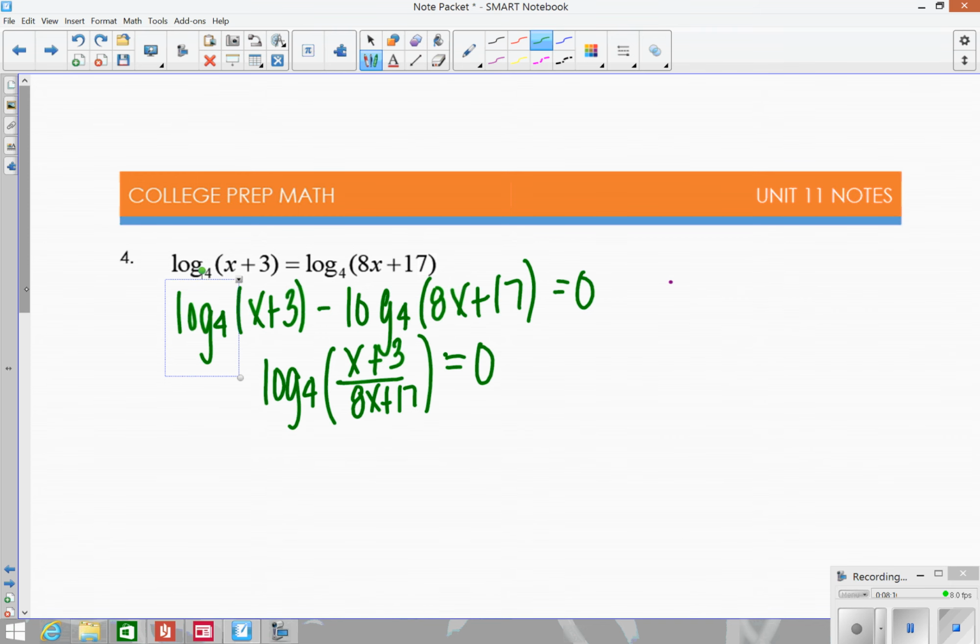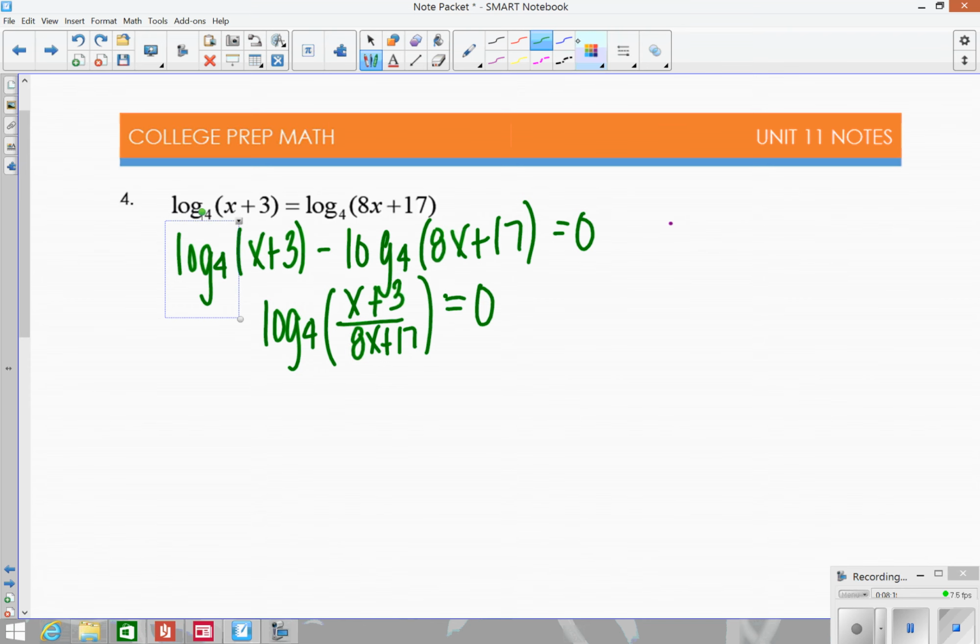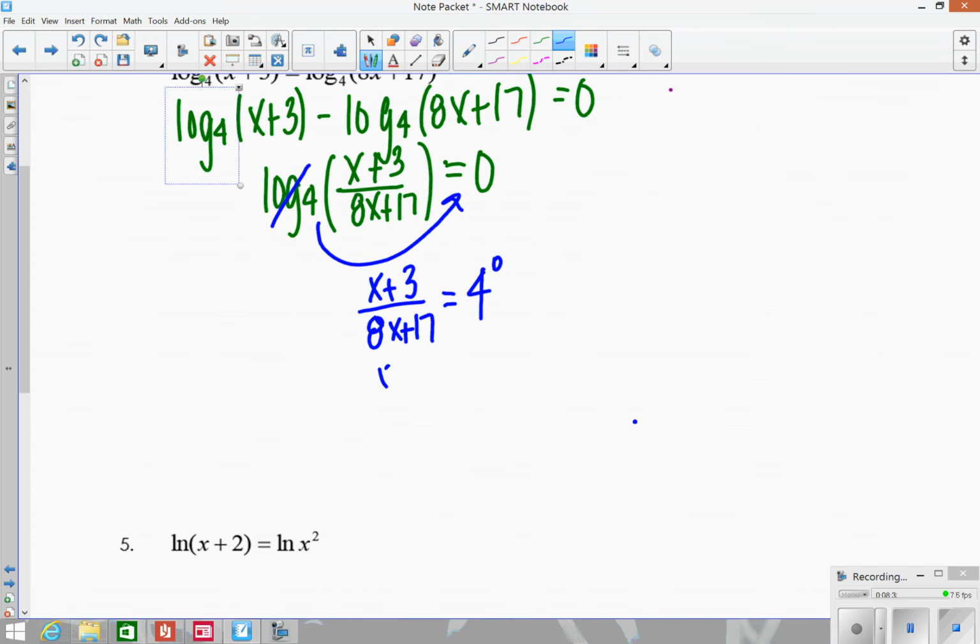And then if you use our idea of drop the log, swing the base, basically just convert this into exponential form. This ends up being x plus 3 over 8x plus 17 equals 4 to the 0. And we know that 4 to the 0 is just 1. So if I want to solve this, I would cross multiply. If you ever have a whole number, put it over 1. Then you can cross multiply, and you end up with x plus 3 equals 8x plus 17.